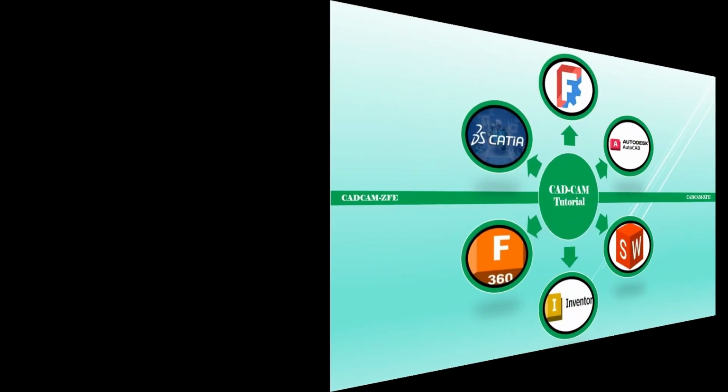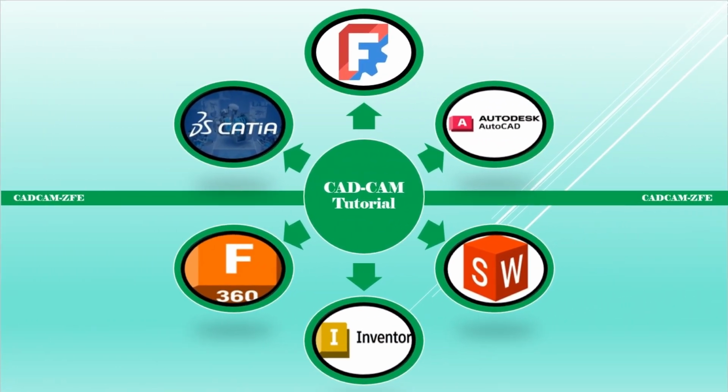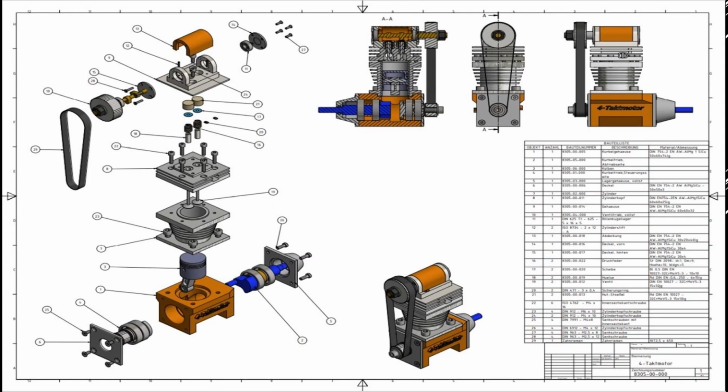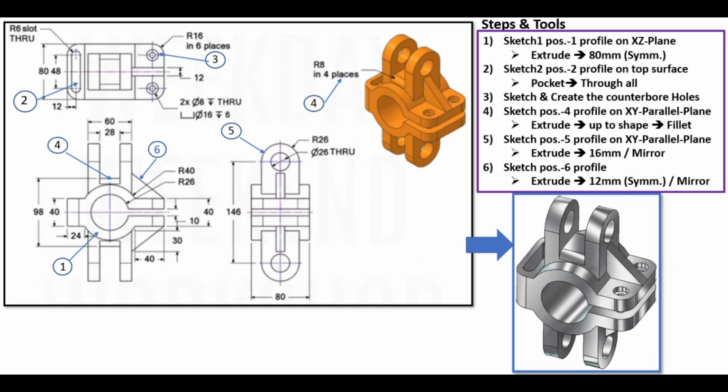In this tutorial, you learn, in addition to the FreeCAD sketching, also about the application of FreeCAD tools like Extrude, Pocket, Counterbore Hole, Mirror, and Fillet. This is the exercise for today: we need to convert this 2D drawing into a 3D solid part. As you know, there are several ways or steps to create a 3D solid part. Here you find the steps and the tools that I used to convert this 2D drawing into a 3D solid part.